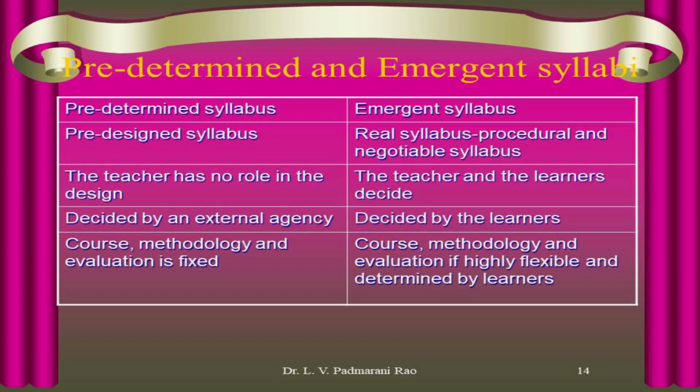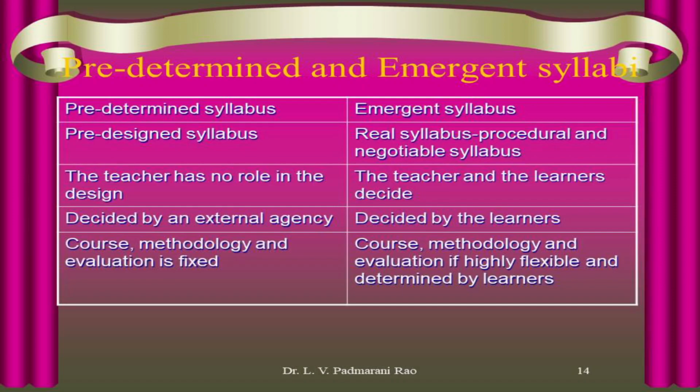So, the difference between the predetermined and the emergent syllabi can be studied as follows. The predetermined syllabus is a pre-designed and fixed syllabus, whereas the emergent syllabus is a real syllabus and it is negotiable because it changes according to the expectations of the teachers and the students. Second, in the predetermined syllabus, more importance is given to the teacher. The teacher in fact has no role in designing the syllabus, but has to execute it as it is in the classroom. Whereas in the emergent syllabus, the teacher and the learner decide the syllabus. There is no external agency to decide the syllabus.